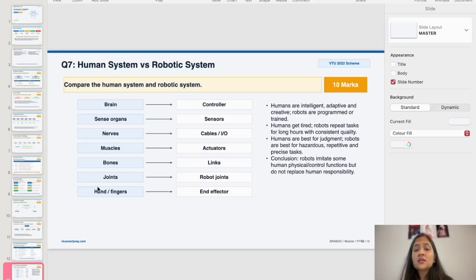Humans are intelligent, creative, and adaptive. Robots are programmed or trained to perform specific tasks. When we talk about humans, we say that humans are better for judgment and decision making. Robots are better for repetitive, hazardous, precise, and continuous work.